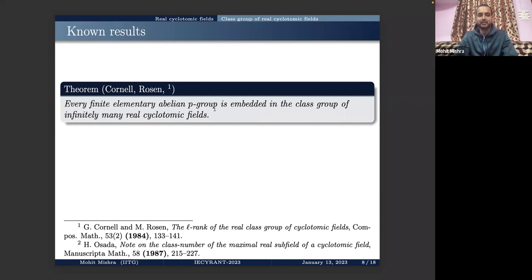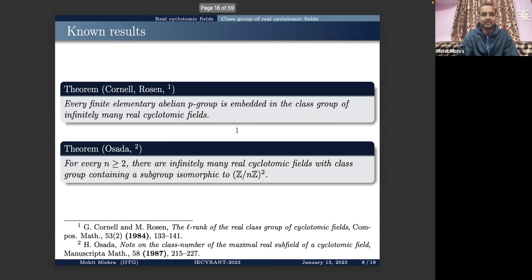And 3 years later, Osada proved a similar result for groups of the form (Z/nZ)^2. He showed that if we start with any group of the form (Z/nZ)^2, then it can be embedded in the class groups of infinitely many real cyclotomic fields. This was the last progress made in this direction.